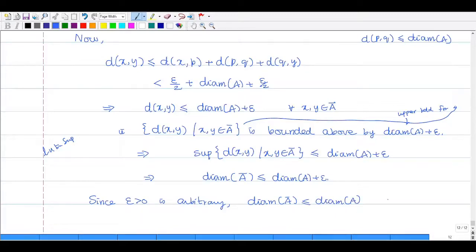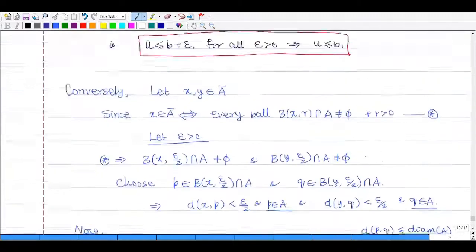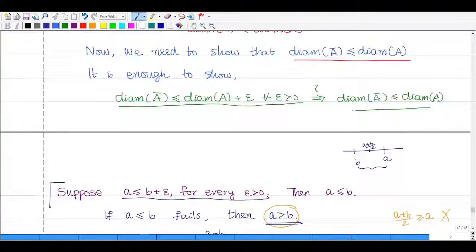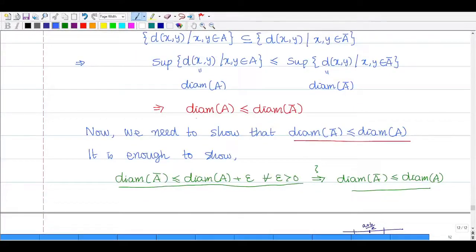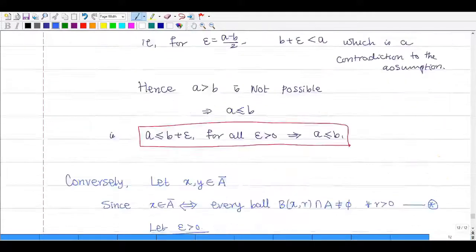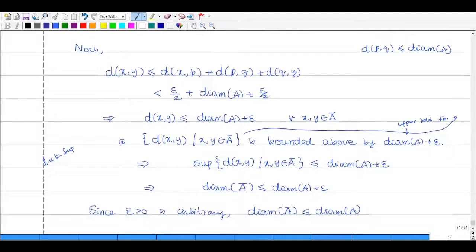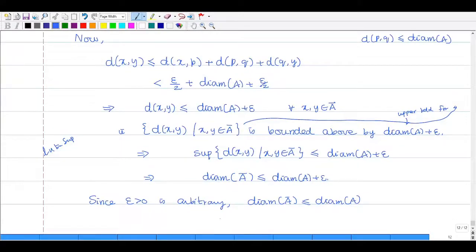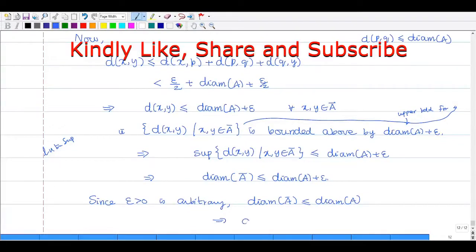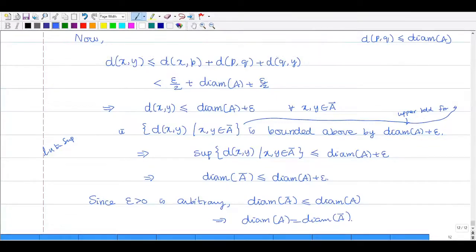Okay, so already I have proved that the diameter of A is less than or equal to the diameter of A closure. Here I have proved that the diameter of A closure is less than or equal to the diameter of A. So this implies that the diameter of capital A is equal to the diameter of A closure. Okay, so that is the idea. Okay, I'll stop here.